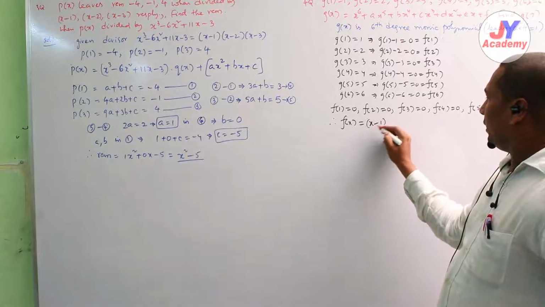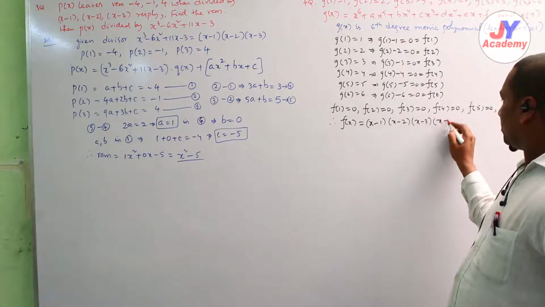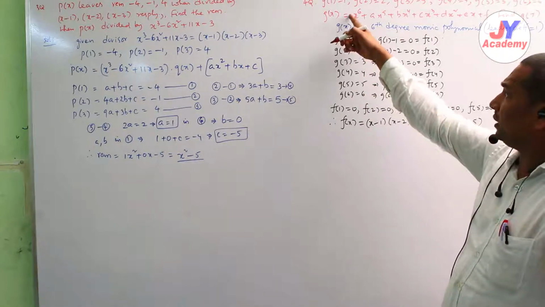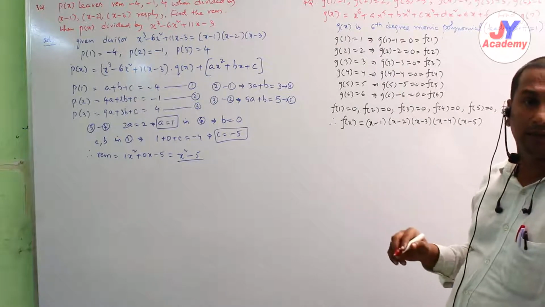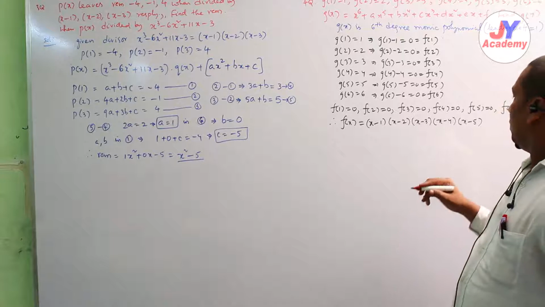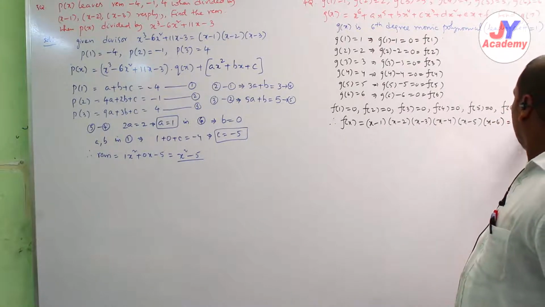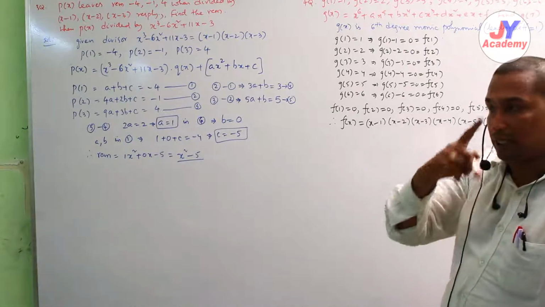x minus 1 into x minus 2 into x minus 4 into x minus 5, because the leading coefficient is 1 here. Other than 1, is there any leading coefficient? Let it be k or something. Into x minus 6. It is g of x minus x.